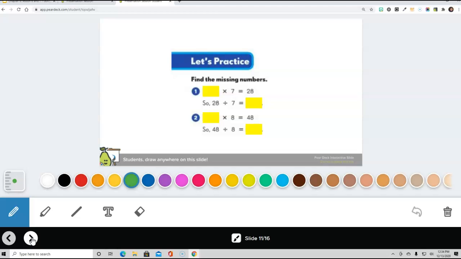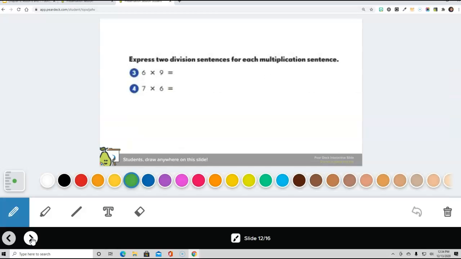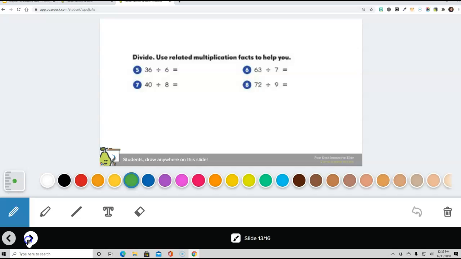Here's filling in missing numbers. This is expressing, again, you're going to write out division sentences for these. So it would be figuring out first what is 6 times 9. And you would write 54. Now you're going to write 2 division problems. I'm going to put them up here. 54 divided by 9 equals 6. Then I would do 54 divided by 6 equals 9. So you're going to do that with both of those. Again, division facts, you can use multiplication facts to help you.